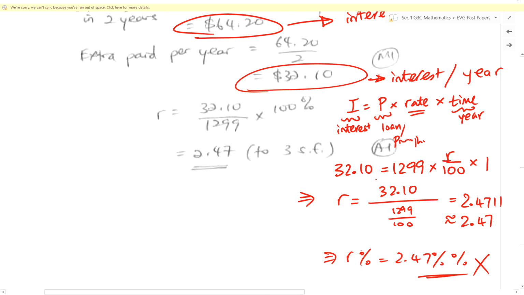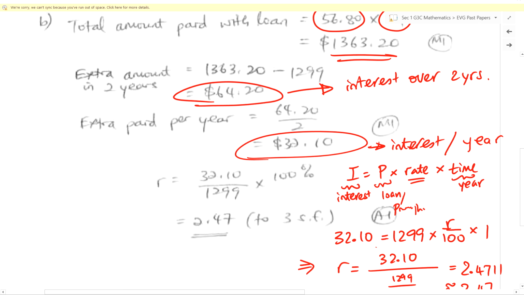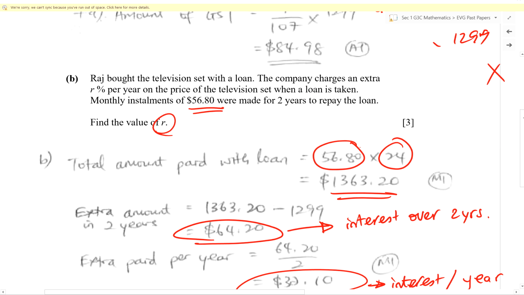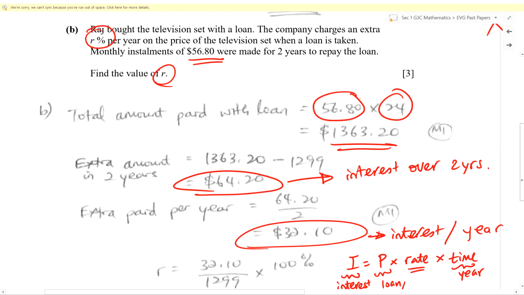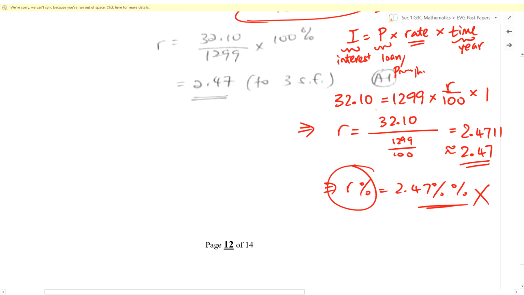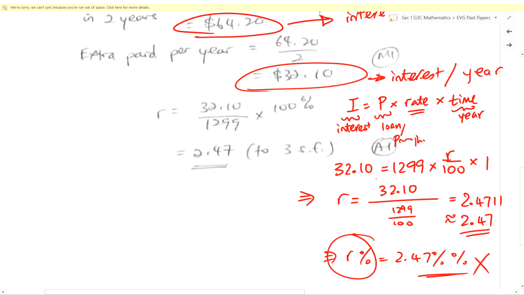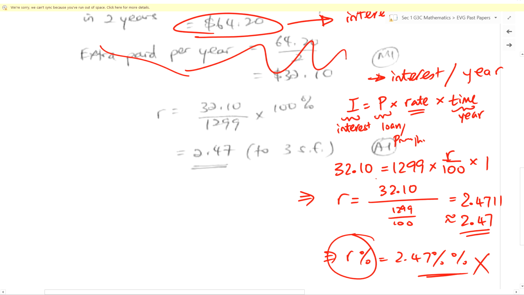So look at the question. It was given to be R percent. So R itself, we expect it to be just 2.47. Okay? Now, if we did not divide it by 2, if we skipped this step, can we still apply the formula over here? The answer is yes.